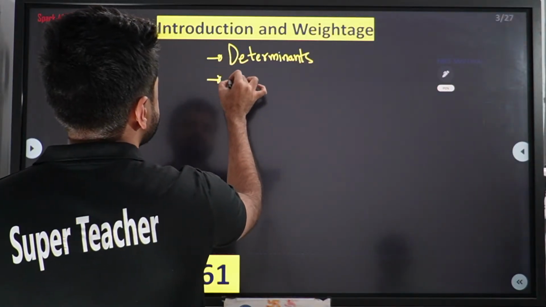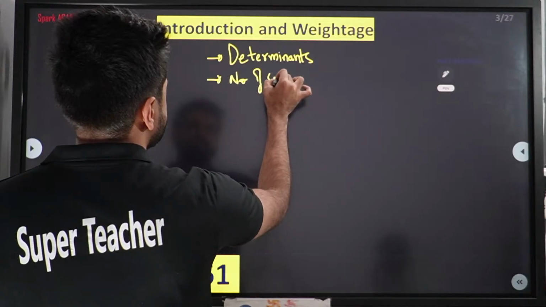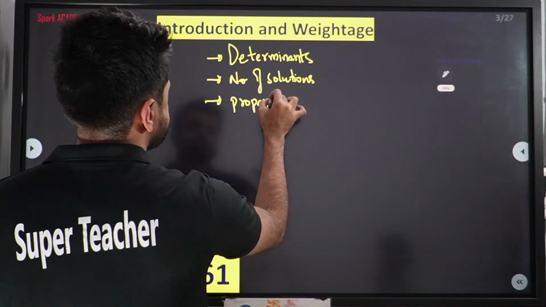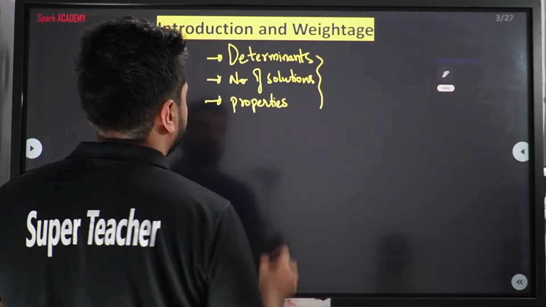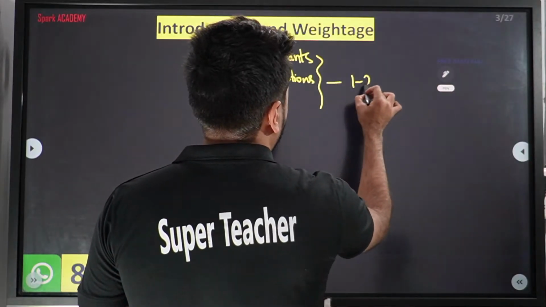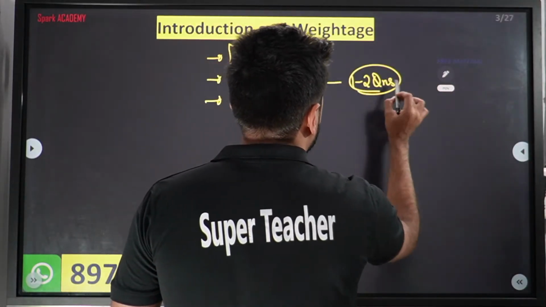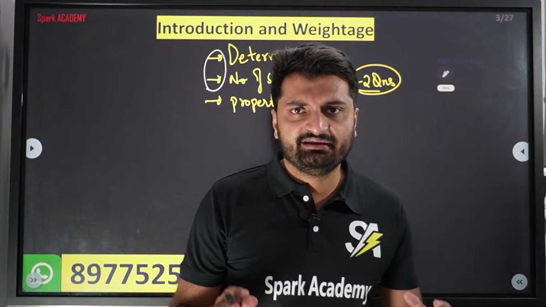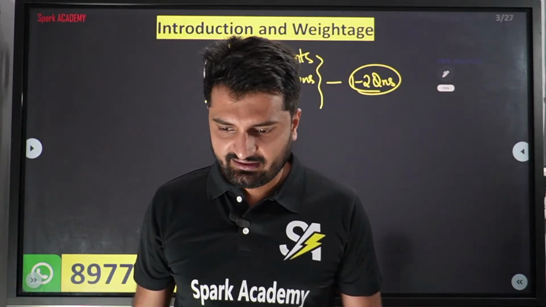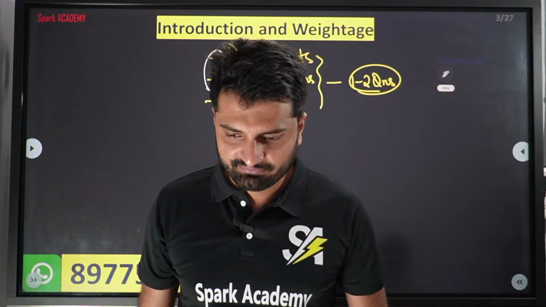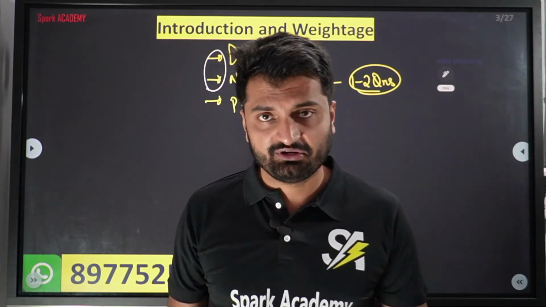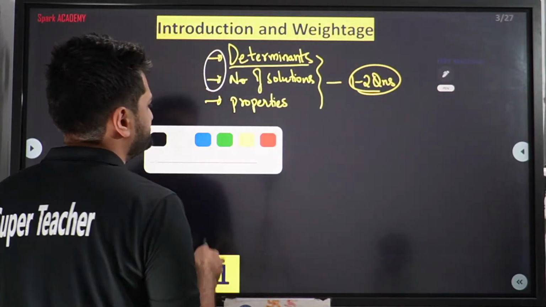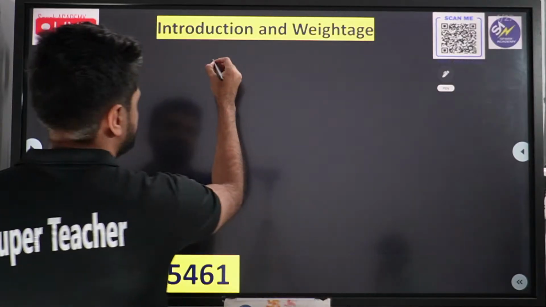number of solutions and properties. From these you can expect 1 to 2 questions. Today more specifically we are talking about determinants and number of solutions based questions. Taking all the latest previous year questions, I will discuss these topics with you in detail. So watch the video till the end, we are going to see some amazing topics. First let's look at the determinants concept.